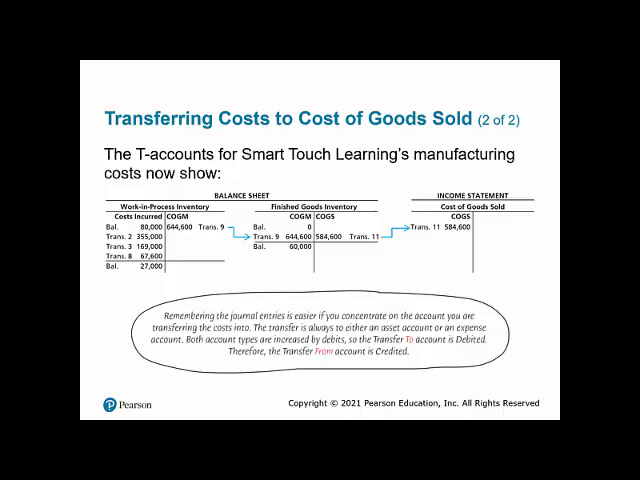These T accounts show the transfer of the completed goods from work in process to finished goods inventory that we recorded in transaction 9, and then the cost of goods sold for the goods that are actually sold that we recorded in transaction 11. We notice that there is still a balance in work in process inventory at the end of the year. The $27,000 debit balance represents the jobs that are still in process that have not been completed. We also see a debit in finished goods inventory for $60,000. That debit represents the goods that have been completed but not yet sold.